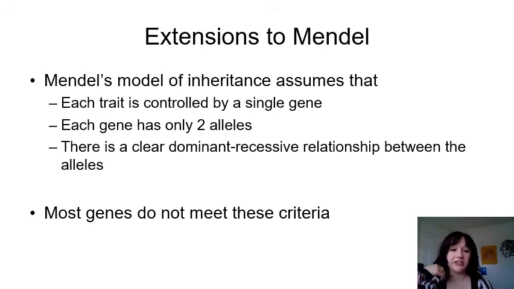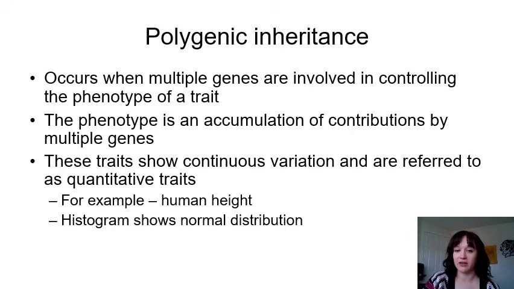However, most genes actually don't meet these criteria, and so Mendel was very lucky in that he chose peas to do his research, because when you look at other types of species, it gets to be a little more complicated. So we have something called polygenic inheritance, and we've talked about this before. You can have a trait that is controlled by multiple genes.